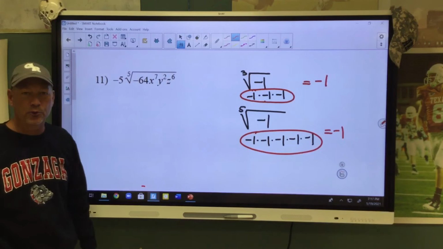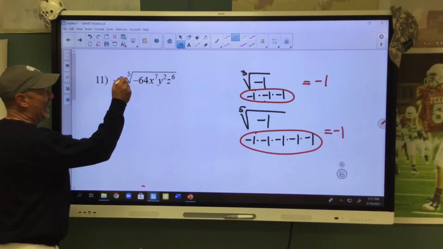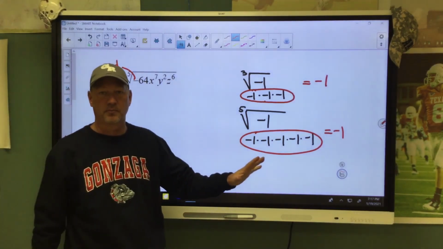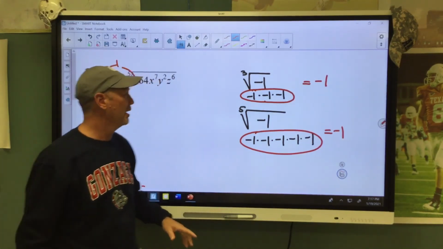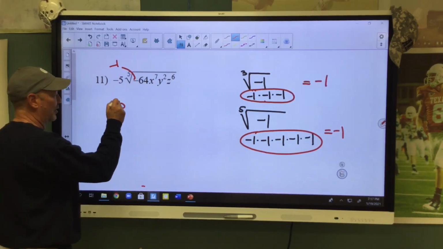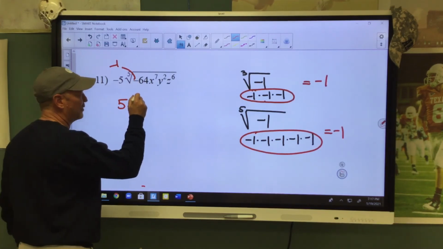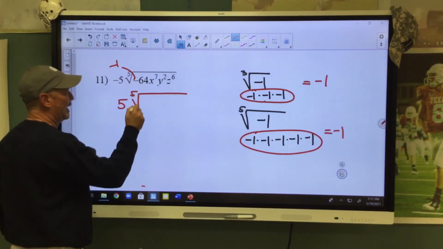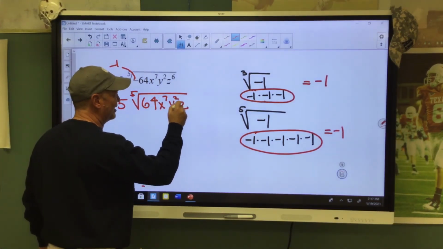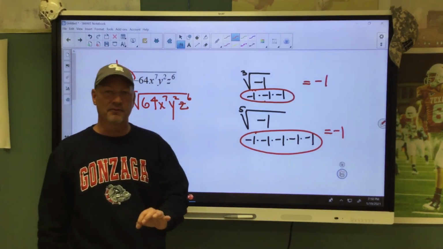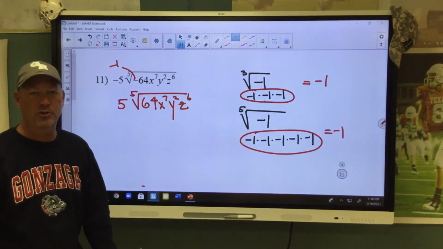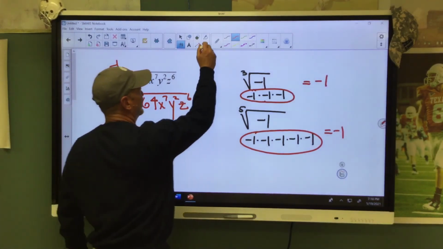So we're looking at this problem. We are taking an odd root. So no matter what, a negative 1 is going to come out. So before we even begin, negative 1 times negative 5 is a positive 5. So this is what our problem has turned into now. 5 on the outside, we're looking at the 5th root, and now this is 64 x to the 7th, y squared, z to the 6th. We have already taken care of that negative because it's an odd root. It just automatically comes out. Now let's just handle the problem like we should. We're looking for groups of 5. Let me erase this.